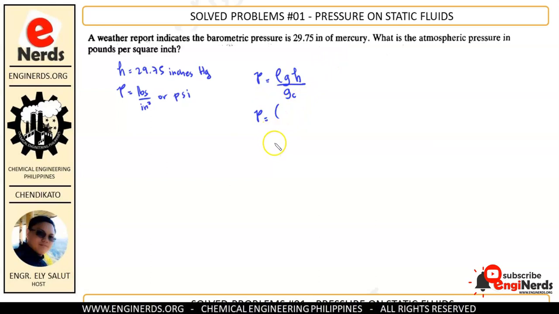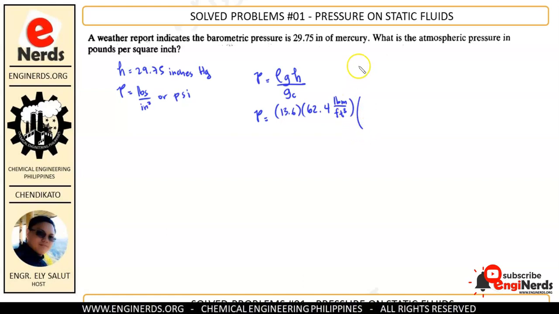So, the specific gravity of mercury is 13.6. Okay, then we will multiply that to the density of water, which is 62.4 pound mass per feet cube. Okay? And then, let us multiply this sa ating G over GC, no? Pagsamahin ko na sila. Our acceleration due to gravity divided by our gravitational conversion factor, no?